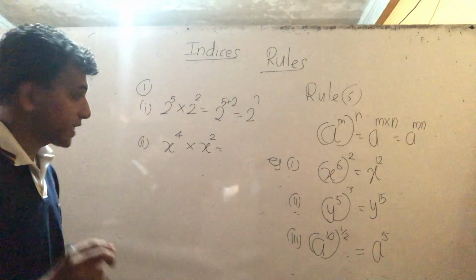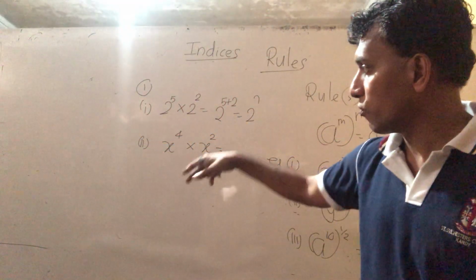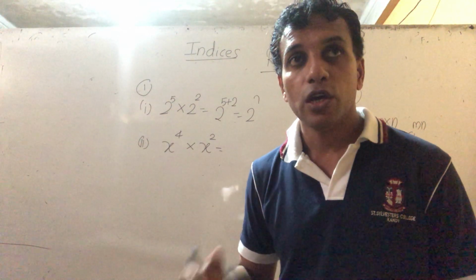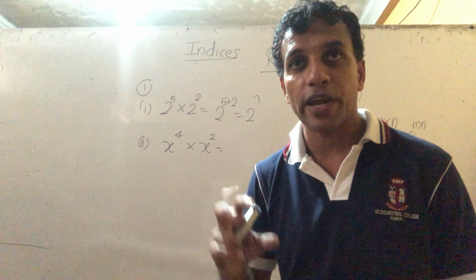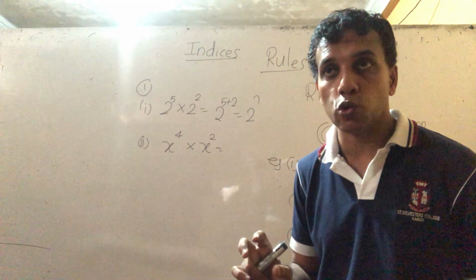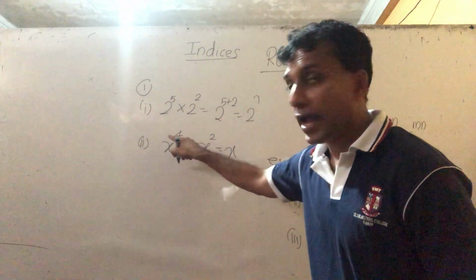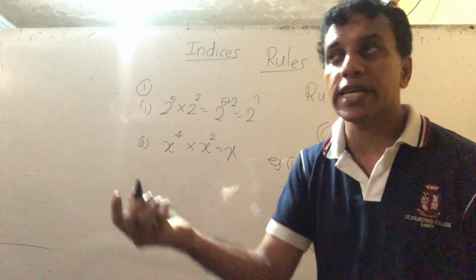Next question, x to the power 4 times x squared. Use rule number 1 and find the answer. The bases are the same, so only then can we use the rule. The rule is applicable, so x to the power 4 plus 2, that is 6.